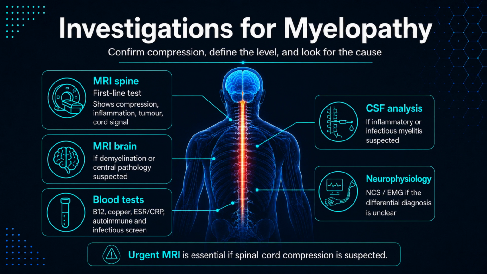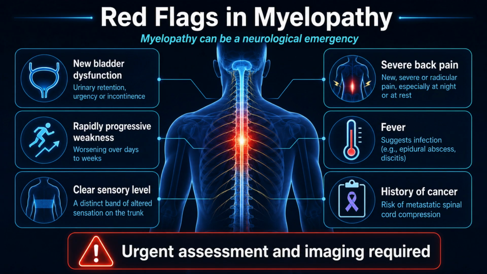Neurophysiology, such as nerve conduction studies and EMG, can help if the diagnosis is unclear or if peripheral nerve disease is also being considered. Most importantly, suspected spinal cord compression requires urgent MRI. Myelopathy can be a neurological emergency. Red flags include new bladder dysfunction, rapidly progressive weakness, a clear sensory level, severe back pain, fever, or a history of cancer. These patients need urgent assessment and imaging.